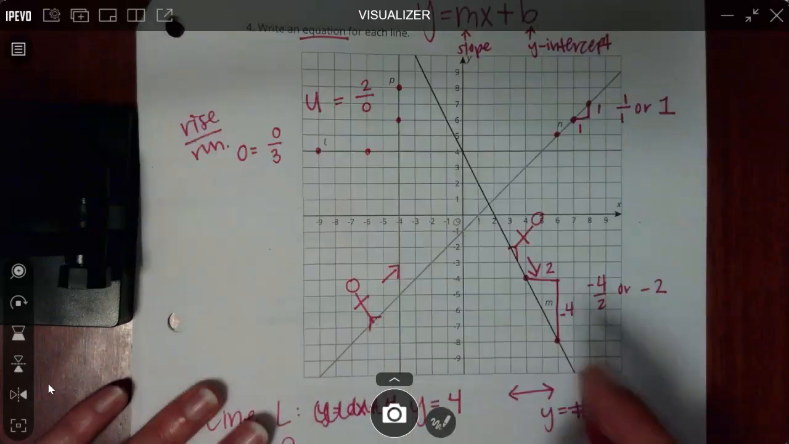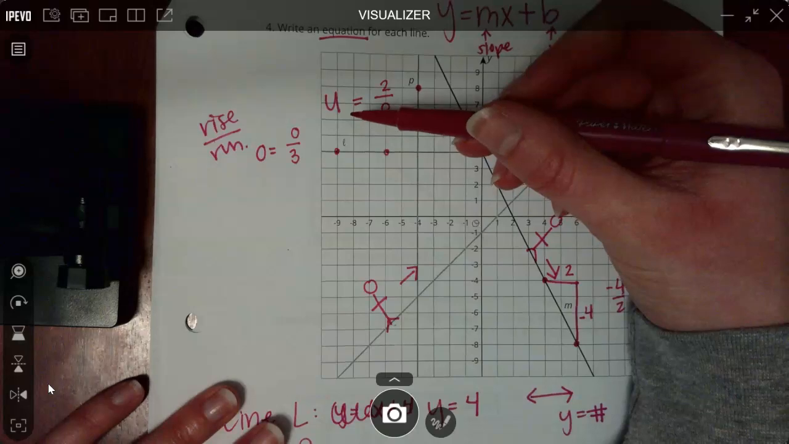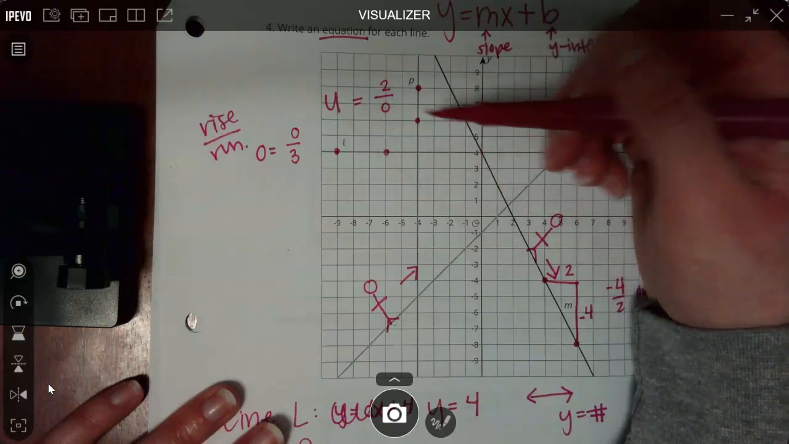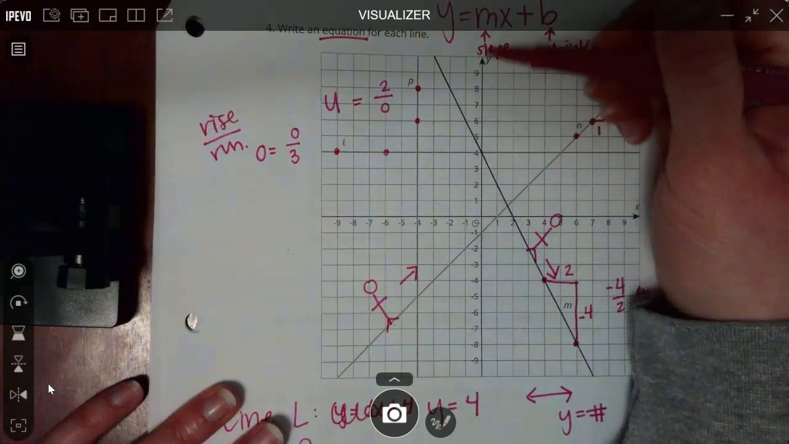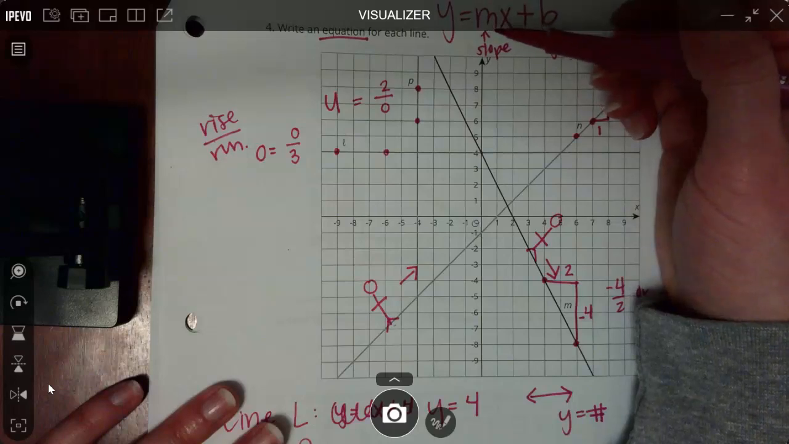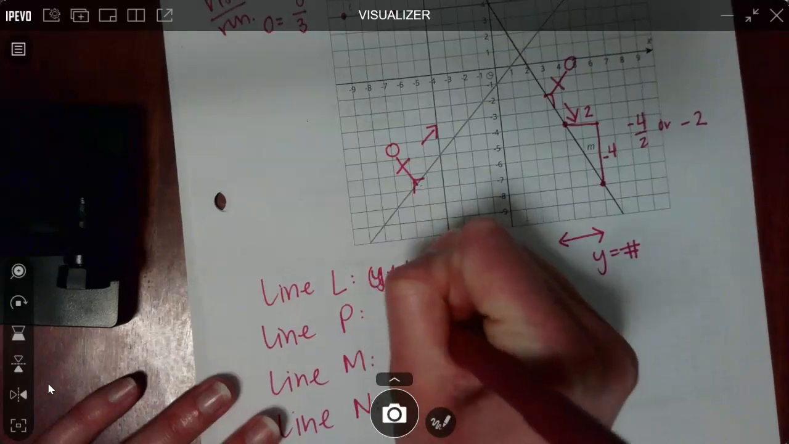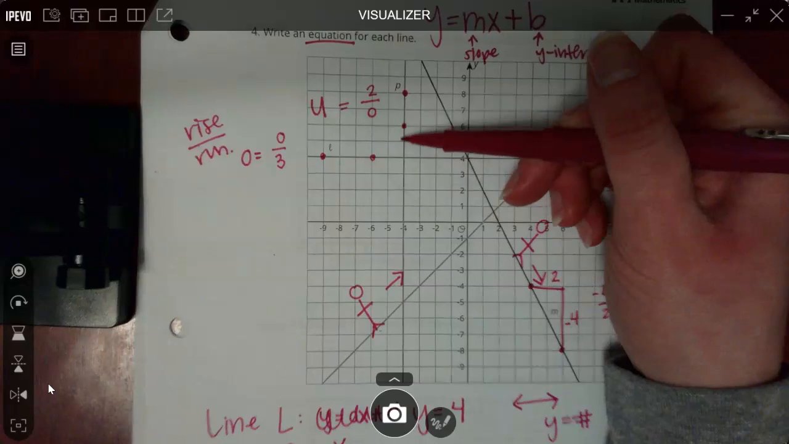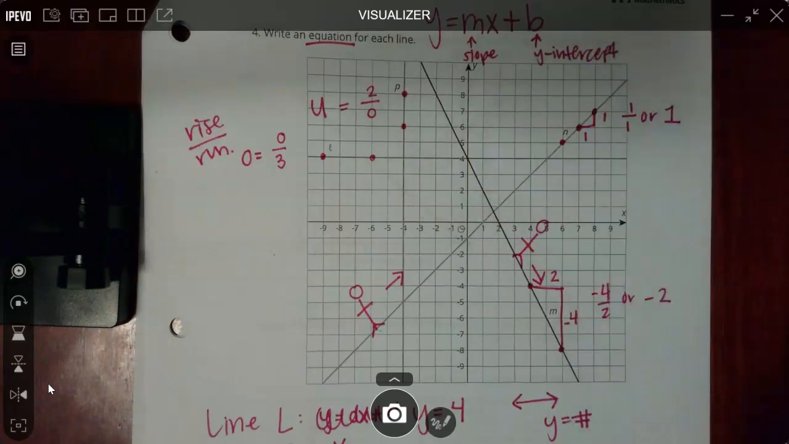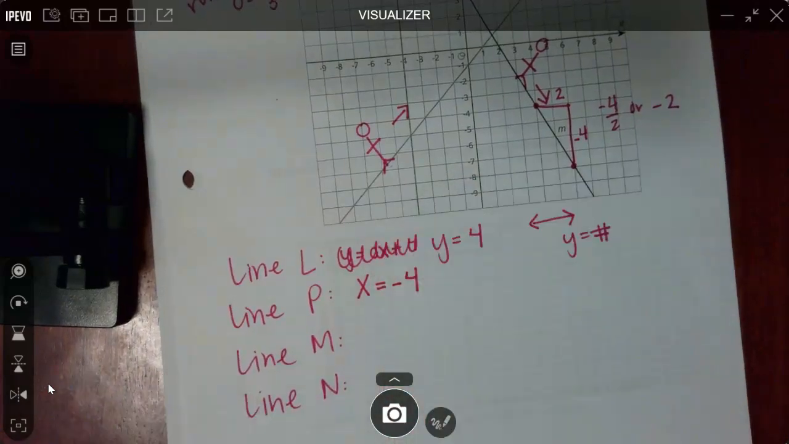Okay, line P. P is straight up and down, but this one is undefined. We don't have a y-intercept. Never will it ever cross the y-axis. So I can't say y equals, because it never will be y. So now it's going to be x equals something. What is x every single time? It's going to be negative 4. That's where it crosses on the x. Those two are the tougher ones.